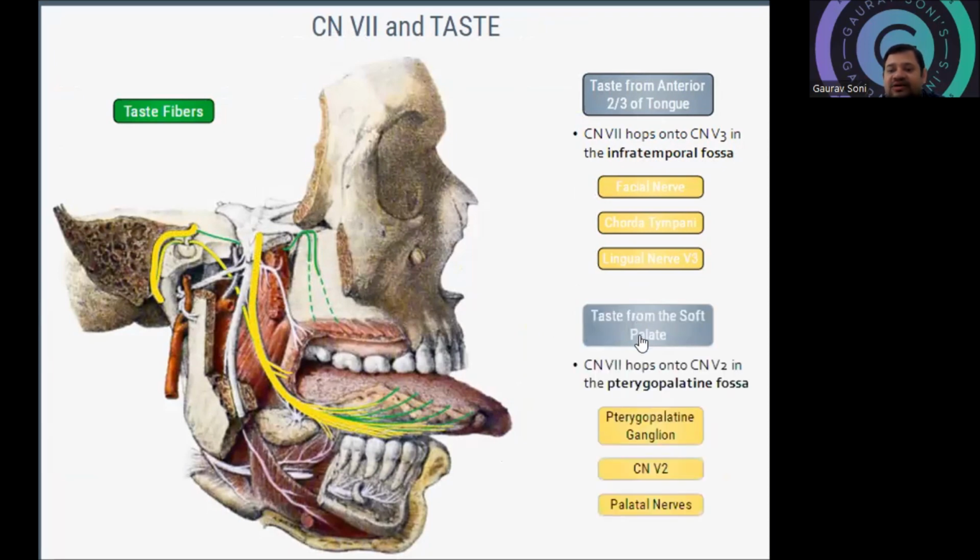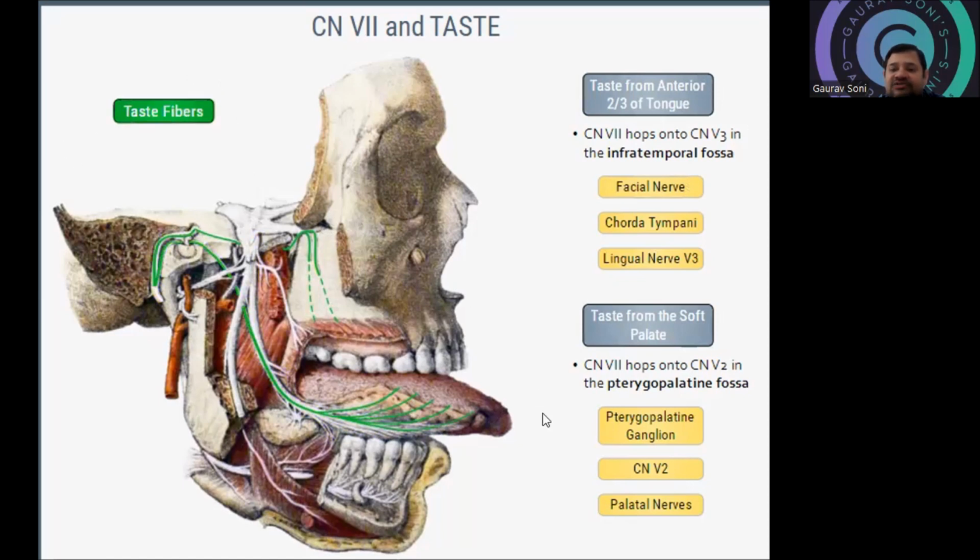And taste from the soft palate, how is it going to be? It is again by C7 only, which hops onto the cranial nerve, the second part of the trigeminal nerve, in the pterygopalatine fossa. So let us remove all these things first. We'll leave out the taste fibers. You can see the pterygopalatine ganglion first of all, then cranial nerve V2, that is the maxillary part, and then you can see the palatal nerve. So these will take the senses from the soft palate, and the first part we have talked about is the anterior two-thirds.